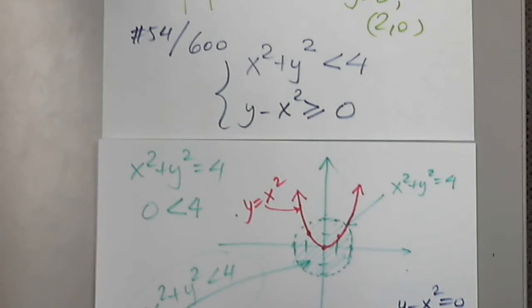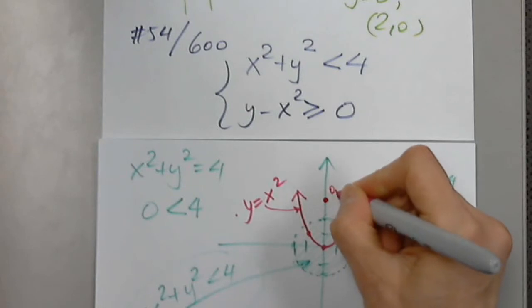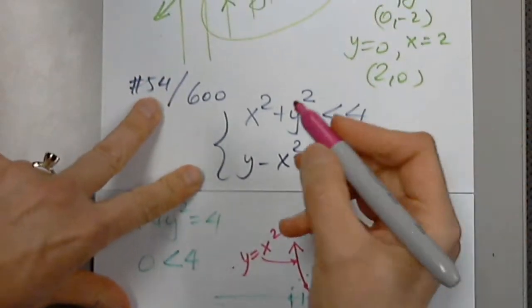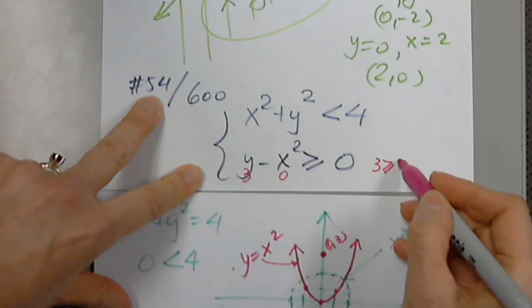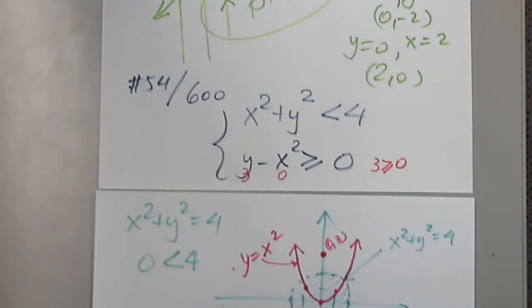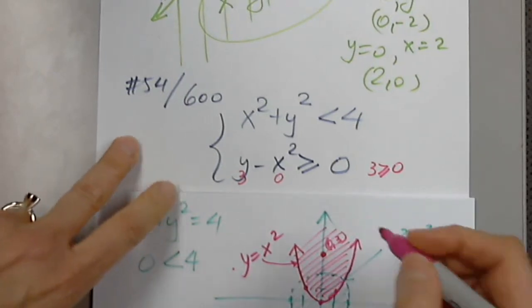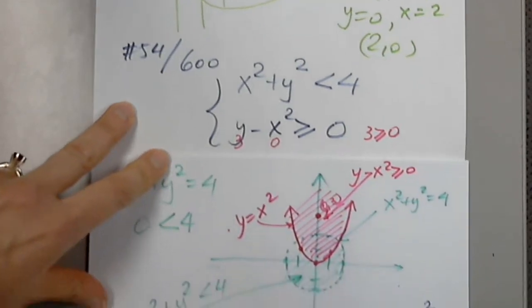In this particular case, I cannot use the origin to check. So I will pick a point. Let's say I want to pick this point, 0, 3. It's inside the parabola, so I'm checking the territory inside the parabola. So x is 0 and y is 3. So 3 greater than or equal to 0. Yes or no? Yes.